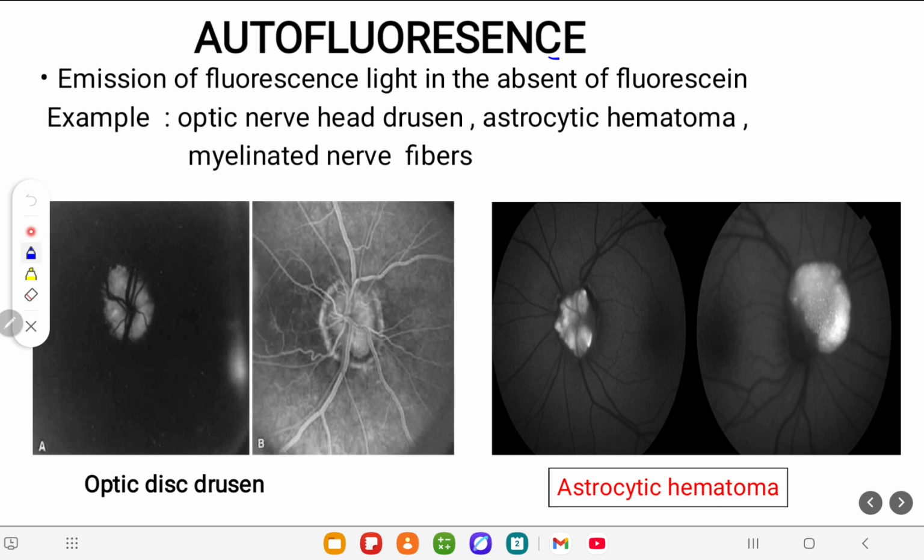Okay, autofluorescence, we have discussed: the emission of fluorescent light in the absence of fluorescein. It's called autofluorescence. So, optic nerve head drusen, astrocytic hamartoma, and myelinated nerve fiber. These are the things that will show autofluorescence. See, the optic disc drusen: even if there is no fluorescein, the optic disc drusen will fluoresce. And astrocytic hamartoma also has the autofluorescence property.